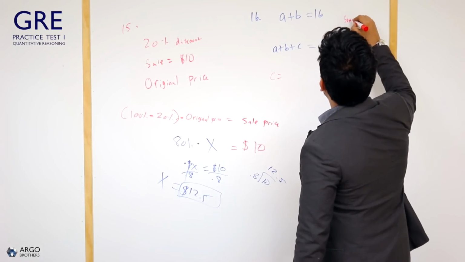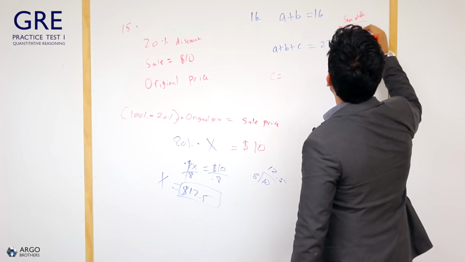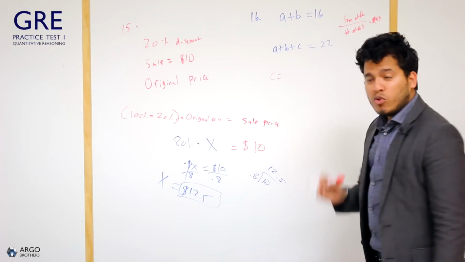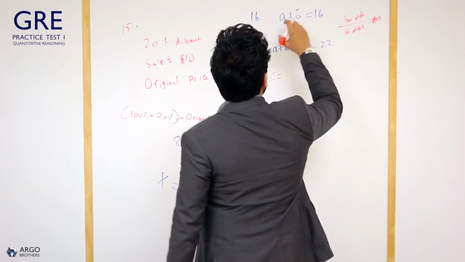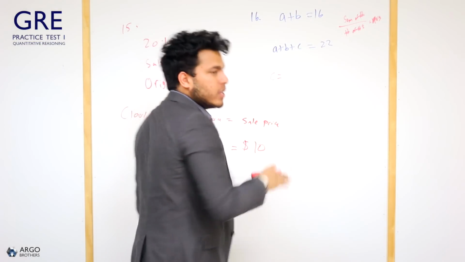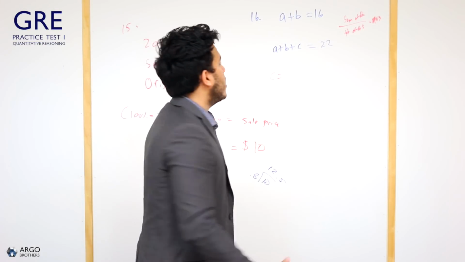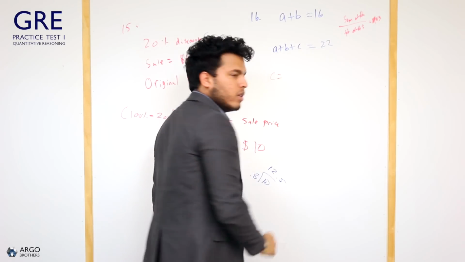Sum of numbers, once again, over the number of numbers is equal to the average, okay? And if you don't use this formula, you can easily mess up. Why? Take a look at this. It's saying A plus B is not equal to 16. The average of A and B is 16. The average of A, B, and C is 22, okay?